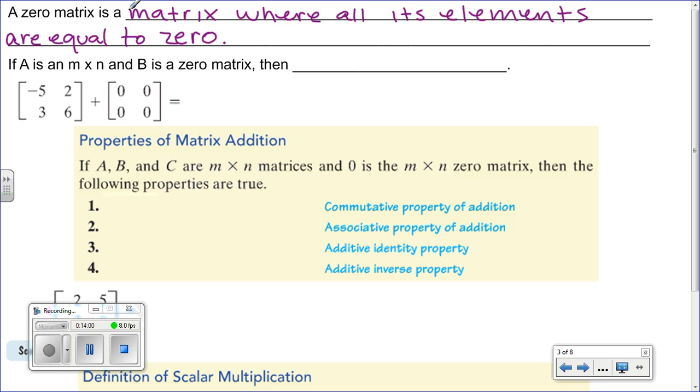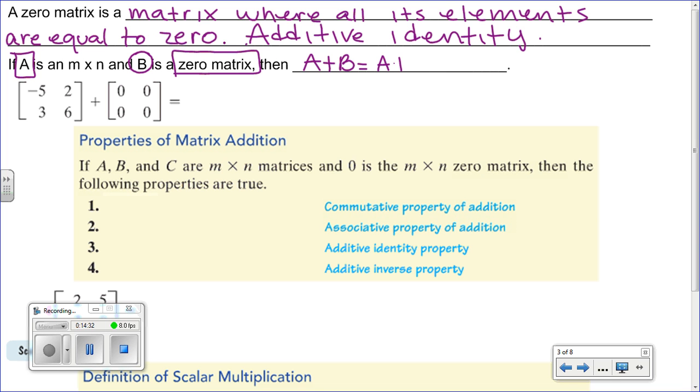And we also call it the additive identity. What we mean by that is that if we add any matrix, such as the matrix A, to the matrix B, which is the zero matrix, you will obtain the same original matrix that you had before. So very easy to demonstrate.